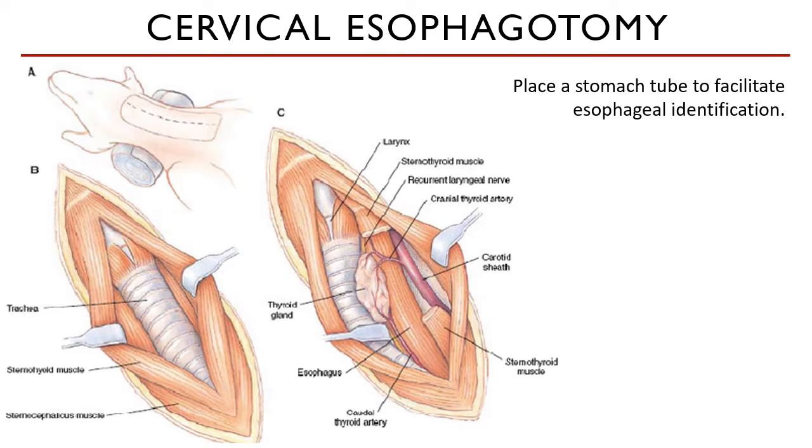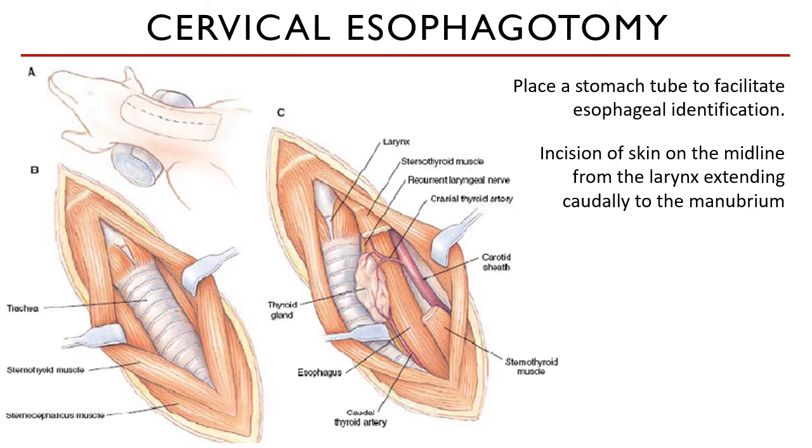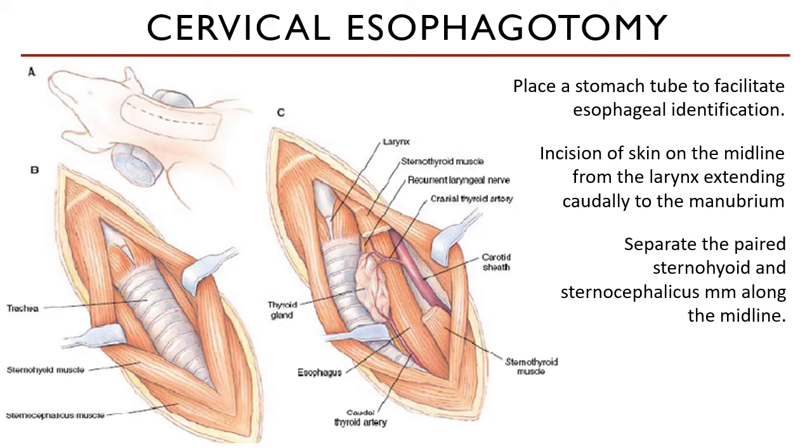For cervical esophagotomy, a stomach tube is pre-placed to help identify the esophagus. Remember, the trachea is more ventrally placed, and you would need the gastric tube to make the esophagus more superficially positioned. The surgical site is prepped and draped aseptically. Skin incision is made on the ventral cervical midline from the larynx, extending caudally to the manubrium.